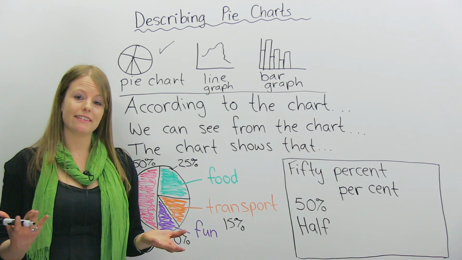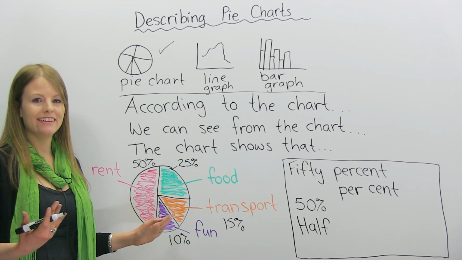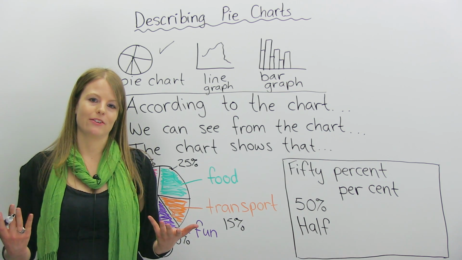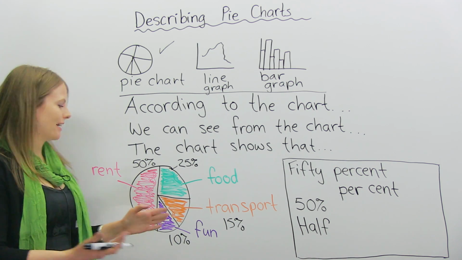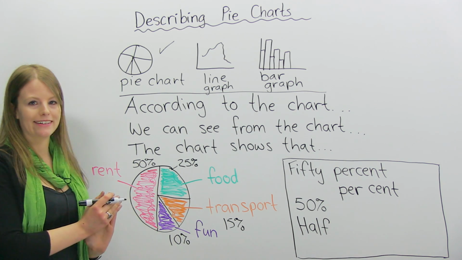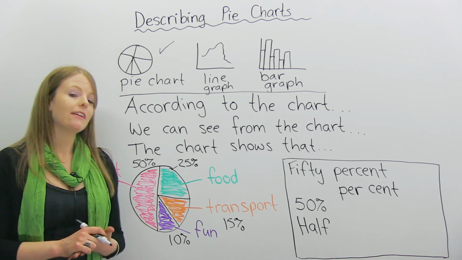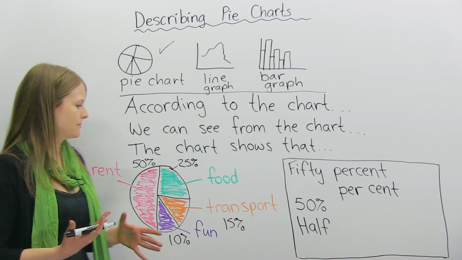So on the IELTS, you might see something like this. You might actually have the percentages written, so you already know what it is, or you might actually have numbers, okay? So this might actually be money, and so it might actually say like $500 to rent, $200 to food, and so forth. Okay, but the first thing to do is really think about what are the percentages here.